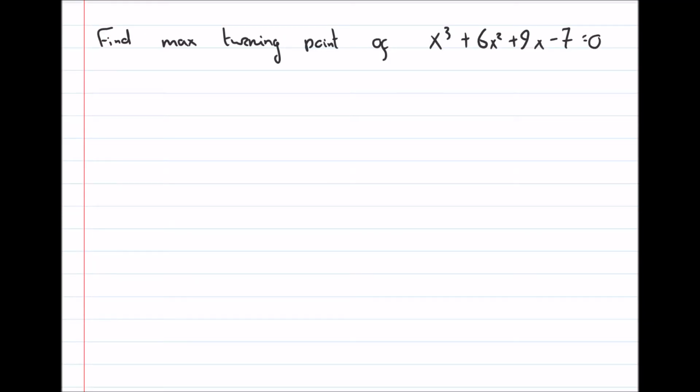Let's look at this. It says find the maximum turning point of y equals x cubed plus 6x squared plus 9x minus 7. So the first thing I have to do, with anything to do with maximum or minimum turning points or stationary points, is differentiate. I get dy/dx equals 3x squared plus 12x plus 9 equals 0. So differentiate, let equal 0, that's what I've done there, and solve this. So I want to solve for x. I can divide across by 3 actually to make it easier.